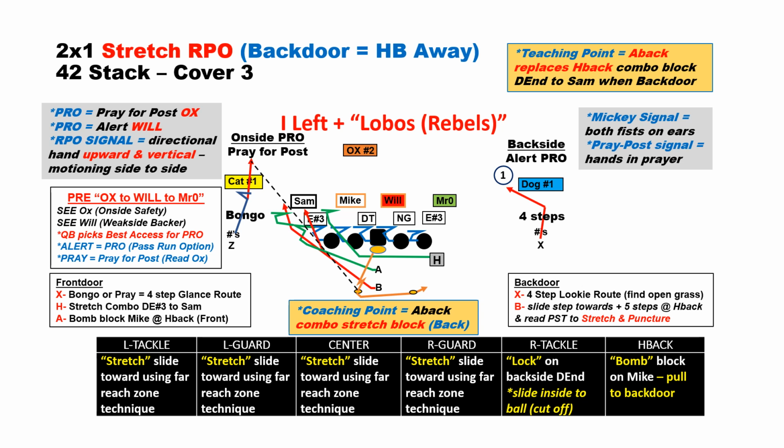We can also do stretch zone now away from the H back. We call this the back door if the defense over adjusts to the H. Real simple, everything stays the same. The A and the H just trade roles and responsibilities. The A now will go and combo block DN to the SAM, and the H will go to the mic run through.